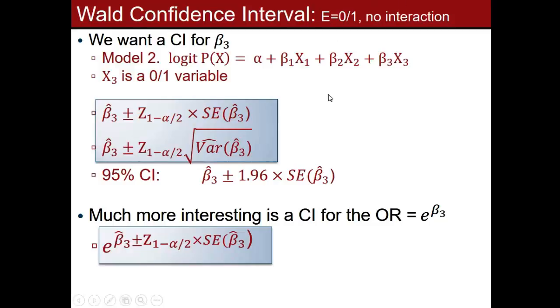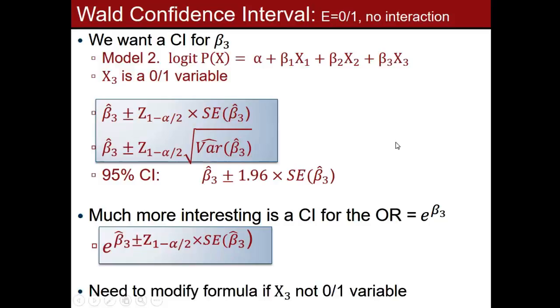And if you want a different percent confidence interval, you can put in cut points that correspond to the 90% confidence interval and 99%. Most often we use the 95% confidence interval as a sort of rule of thumb.